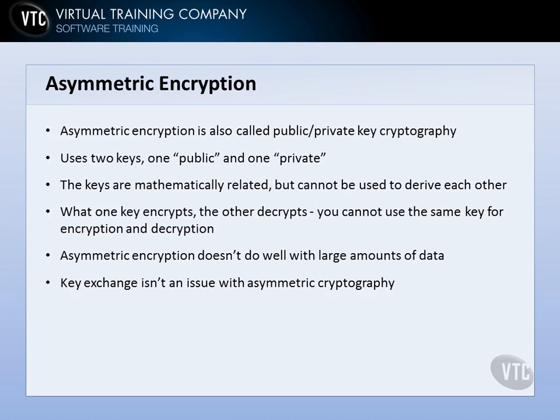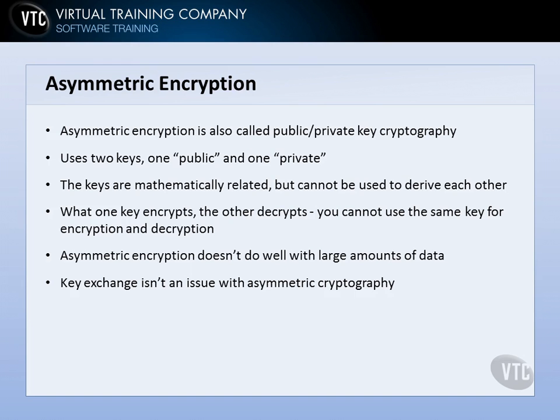Now, asymmetric uses two keys, one that's considered public and one that's considered private. It really doesn't matter which key is which, as long as the one that's designated as private never leaves your possession. The public key can be sent to anyone in the world you like. In fact, a lot of public keys can also be downloaded from central internet sites. The keys are mathematically related, but you can't use one to figure out what the other one is. You can't derive one from the other.